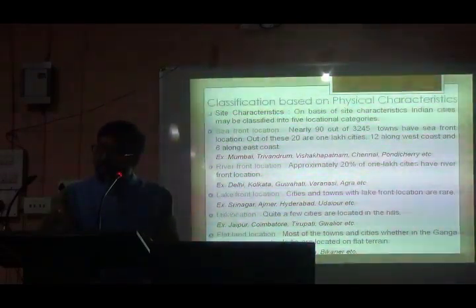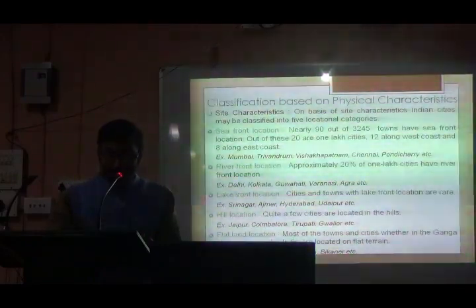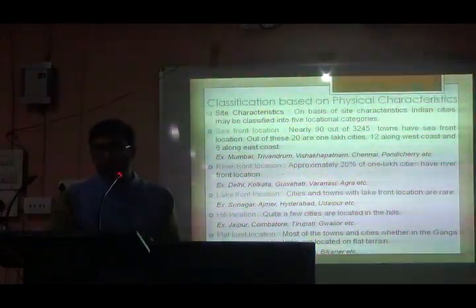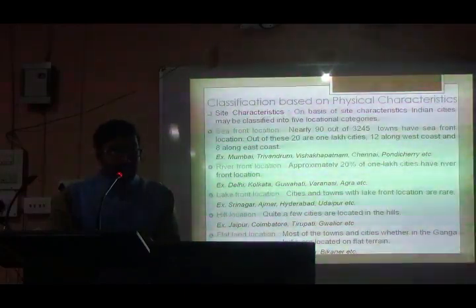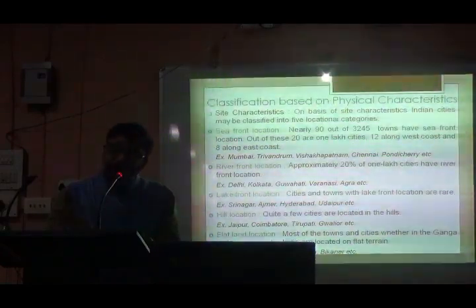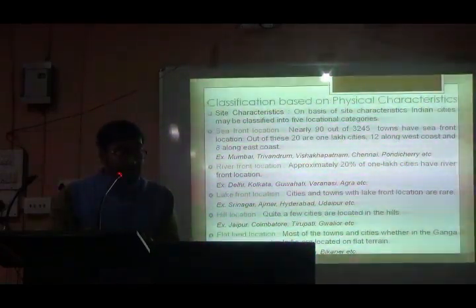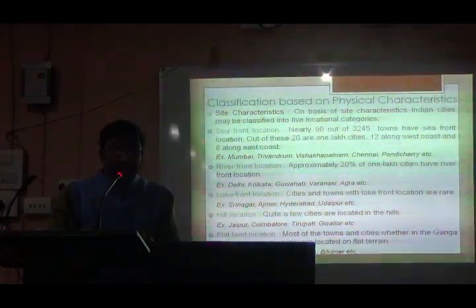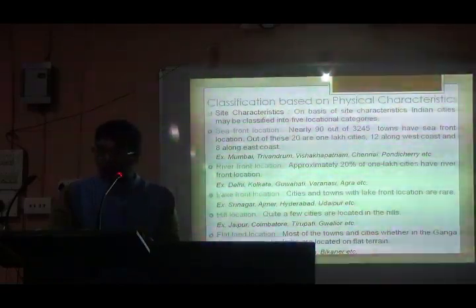The respective statistics are given here and the examples are also incorporated. Like Delhi, Kolkata, Guwahati, all are good examples of riverside location. Whereas Hyderabad, Udaipur, they are very popular for their lakefront location.